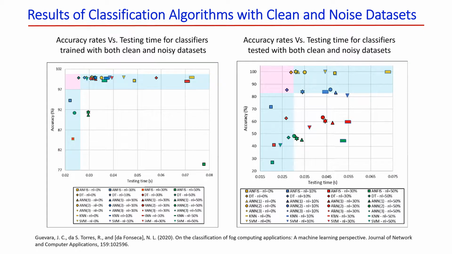These charts present accuracy results and testing time for the classifiers used to identify the class of service of the application running at the edge of the network. Different algorithms based on machine learning were evaluated for potential adoption, such as adaptive neural-fuzzy models, decision trees, neural networks, k-nearest neighbors, and support vector machines. All these techniques were implemented with clean and noisy datasets.